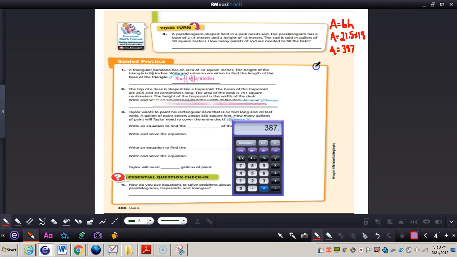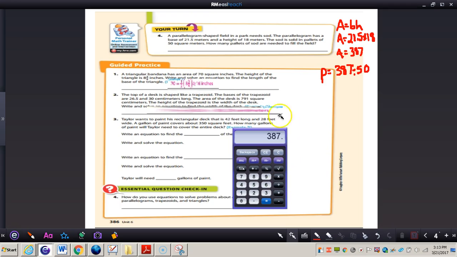So now we need to figure out how many pallets of sod are needed. So we can see P equals 387 divided by 50. Okay, so we can take 387 and we're going to divide that by 50. Why 50? Because the sod is sold in pallets of 50 square meters. So 387 divided by 50 is going to give me 7.74.